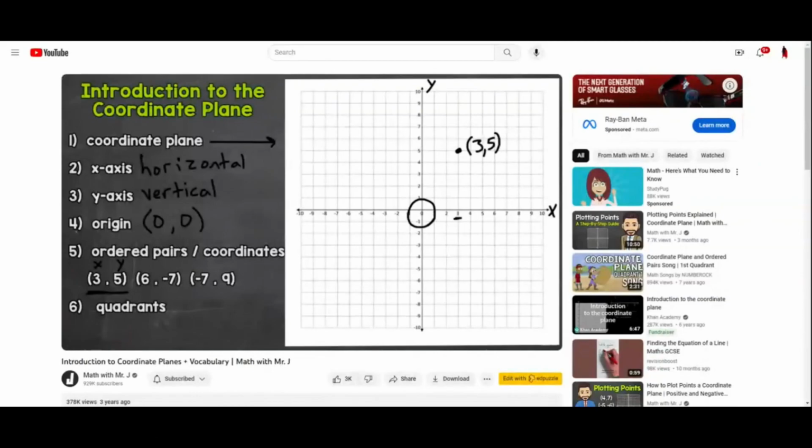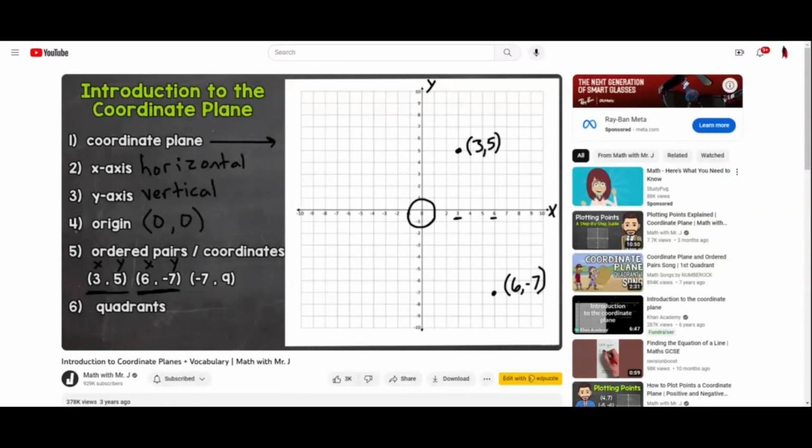Now the second ordered pair, 6, -7. So again, x always comes first, followed by our y coordinate. So we would start at the origin in the center. We would go over a positive 6. Now this time we're going to go down 7 though, because that's a -7. So over 6, down to -7, plot a point where they intersect. I'm going to label this point as well.